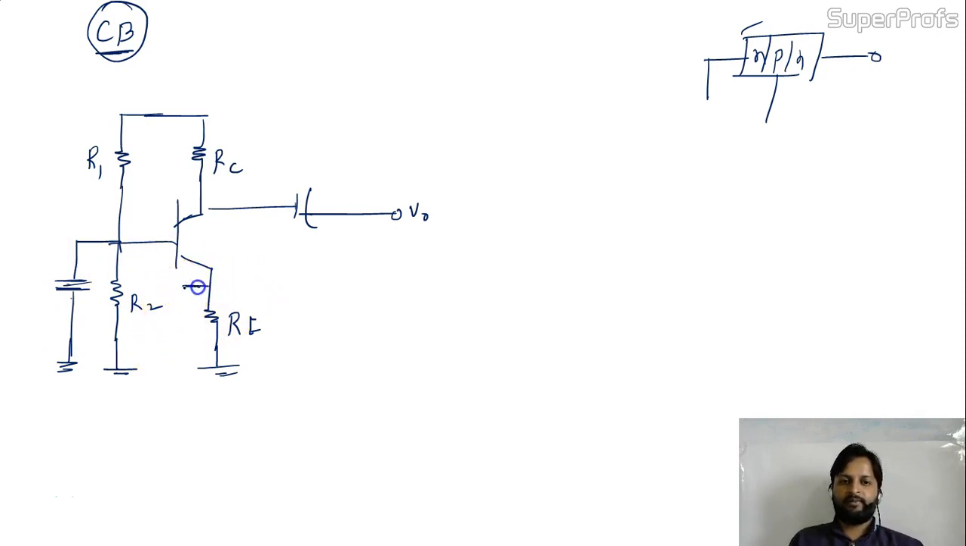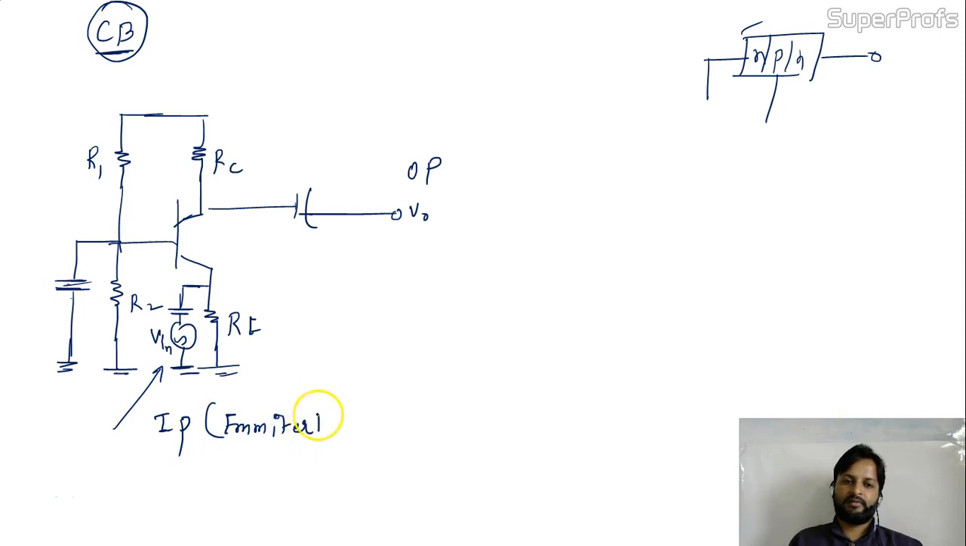So you have to apply the input at the emitter. Here this is Vin. This is the input stage, this is the output stage. It means you are applying input at the emitter and checking output at the collector, because your base is common.